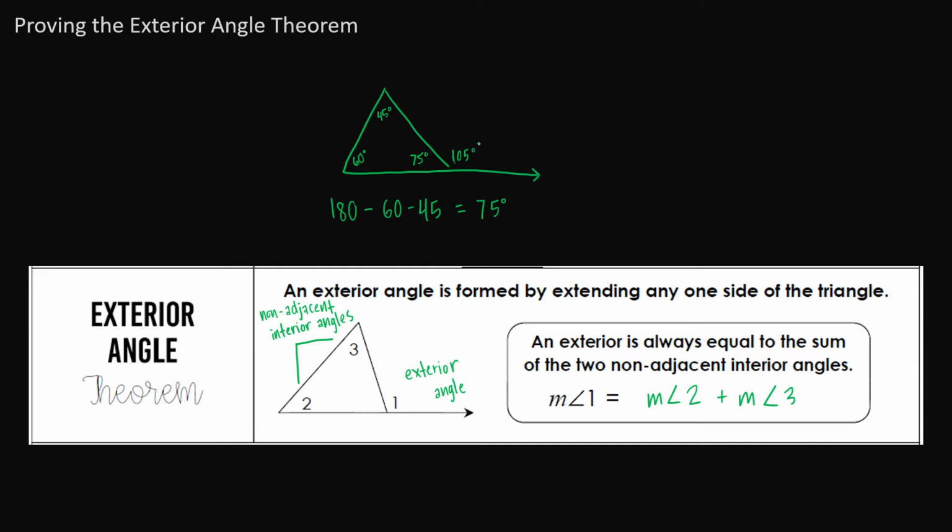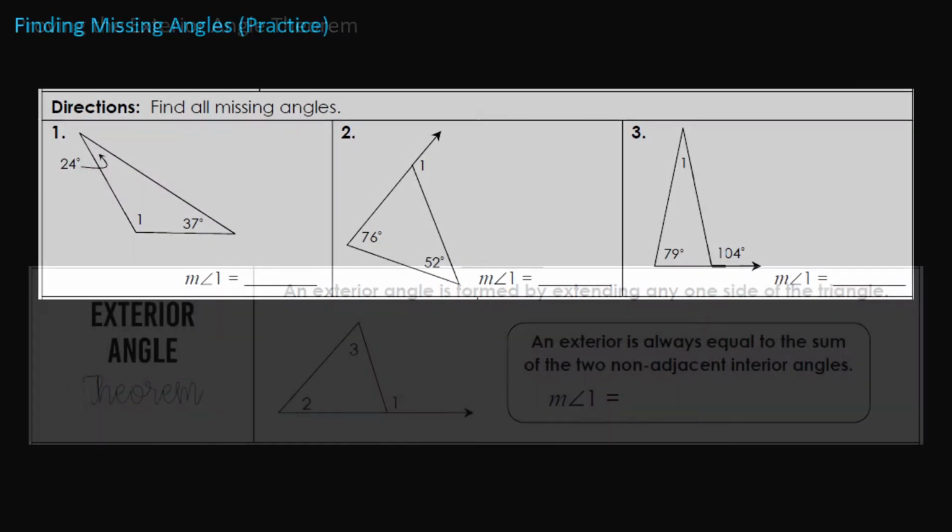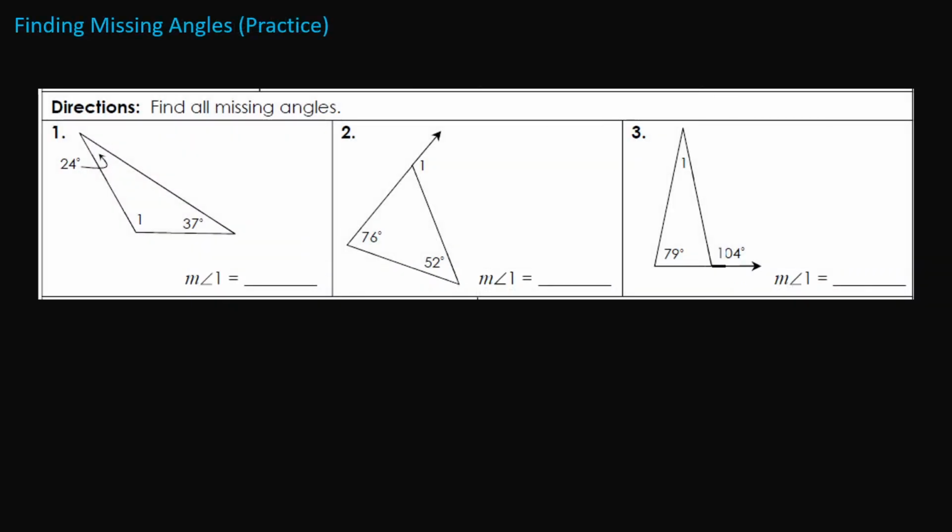Now you'll notice that the exterior angle is equal to the sum of the non-adjacent interior angles. 60 plus 45 is 105. So that is one way to prove the exterior angle theorem. Another way is to use a parallel line relationship, but I can get into that in another video. Now let's use those properties to solve some problems here.